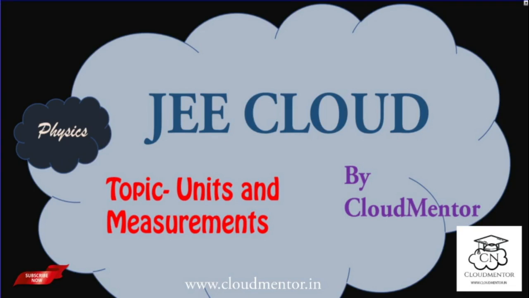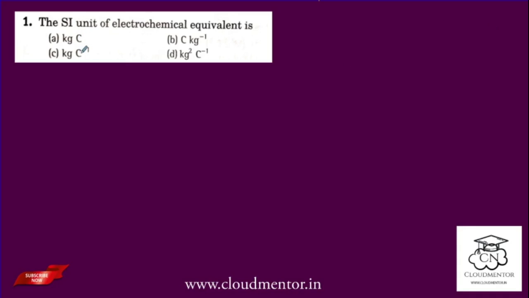Today we are going to discuss some problems from units and measurements of physics, and let's look at the problems. Yes, the first problem is that the SI unit of electrochemical equivalent is dash.